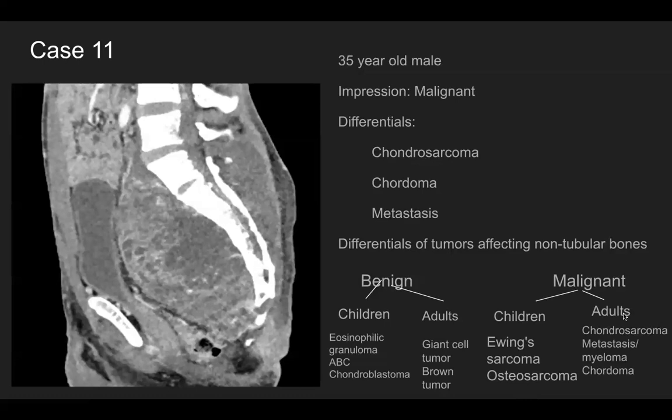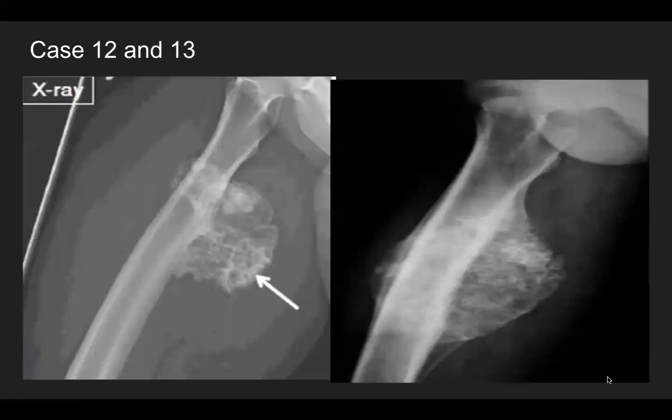And if you see such a malignant tumor in an adult, then we should think of chondrosarcoma. But sometimes metastasis and myeloma can also involve them. And if the tumor is in the sacrum, like in this case, or in the clivus of the occiput, then it can be a chordoma also in an adult.